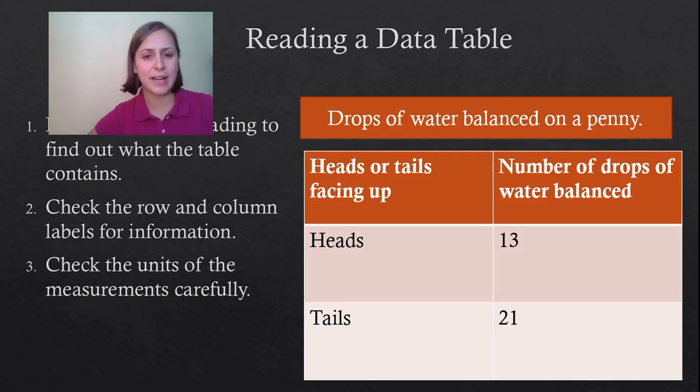let's say you had someone ask you, how many milliliters of water fit on the head of a penny? If you just read the number 13, you might say 13 milliliters. But we need to check the units carefully, and we see in the column header it says number of drops. So it's 13 drops that were balanced on the head of the penny in this particular experiment. Now, we would need a little more information to know if each of those drops is 1 milliliter or smaller or larger than that. So that's where the units become really important.